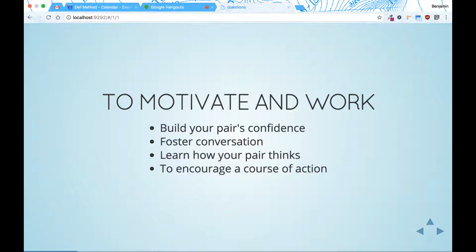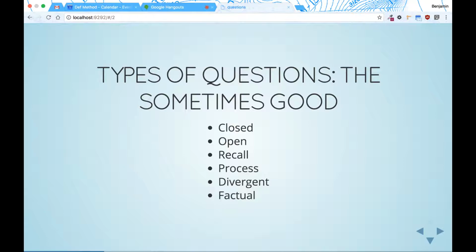And then from a social perspective, you foster conversations when you ask questions, when you show that you're willing to learn about something. You learn the way somebody thinks by asking how or why they're doing something. And then to encourage a particular course of action, there are certain types of questions that you can use for that. So as with any sort of conceptual taxonomy, there are blurred edges between the different cases, and the things that are considered good are not always good, and the things that are considered bad are also not always bad.